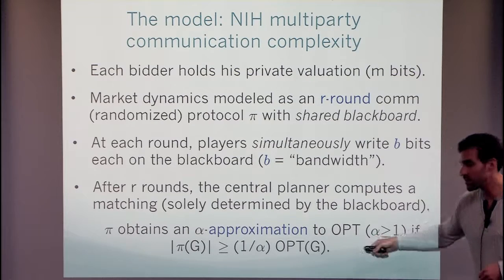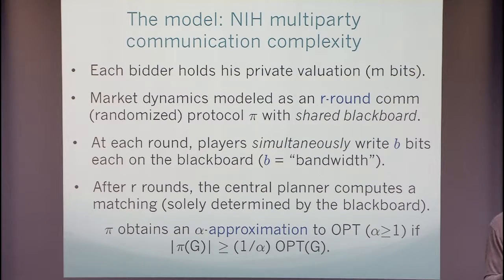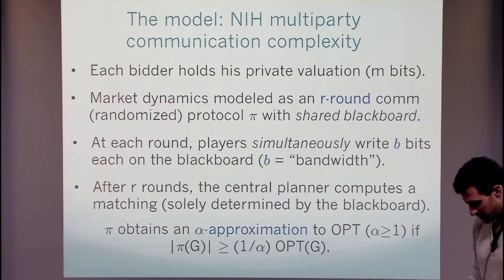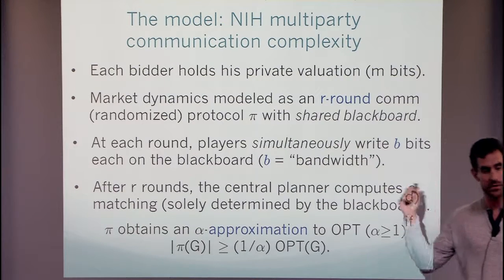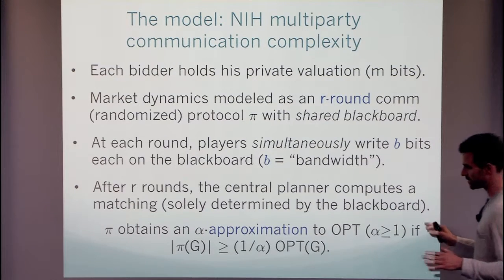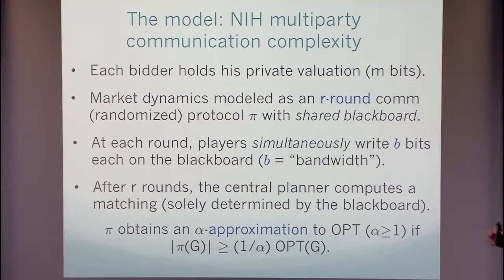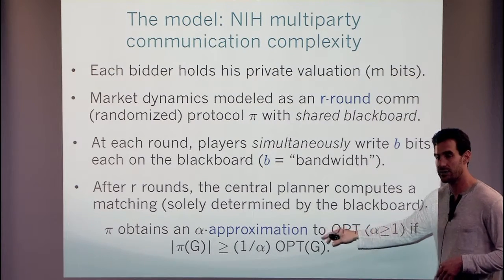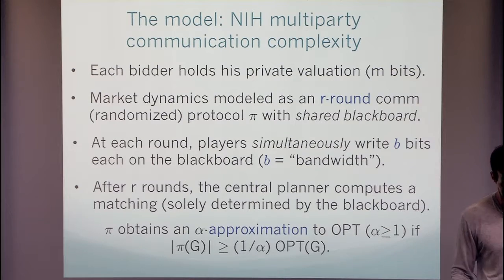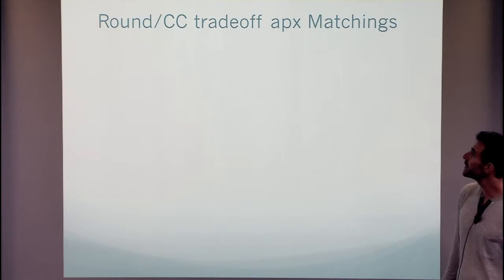And I just want to remark that we will allow the protocol to be erroneous, so it might output disconnected pairs of bidder-item pairs, and we only count the legally matched pairs. We'll be interested in lower bounds, so this assumption only makes our lower bound stronger. So even if the protocol is allowed to make errors, our result will apply to this more permissive model.